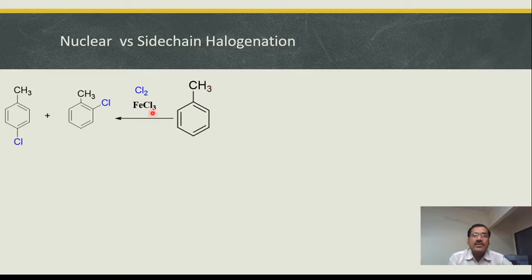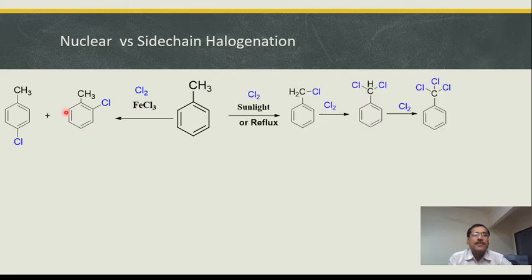We know that when you treat it with chlorine and a Lewis acid like FeCl3, the electrophilic chlorine will go to the benzene ring, meaning onto the nucleus, and you will get a mixture of ortho and para chlorotoluene as the product. So this is an example of nuclear halogenation. On the contrary, if you do the chlorination in the absence of a Lewis acid, in the presence of sunlight under refluxing conditions, then what will happen? The halogen will not go onto the benzene nucleus, rather it will go to the side chain, and the H of the side chain will be replaced by chlorine, resulting in the formation of benzyl chloride.